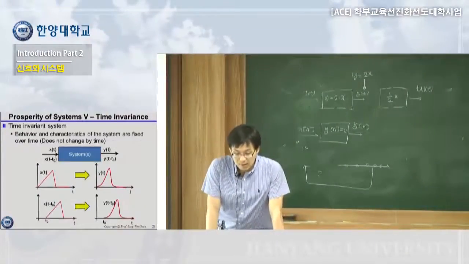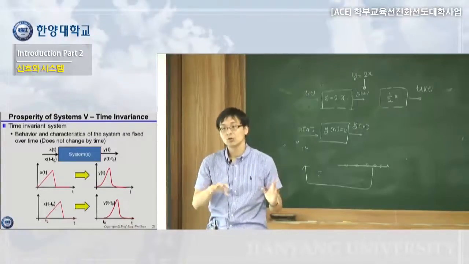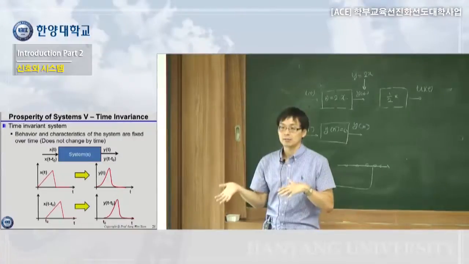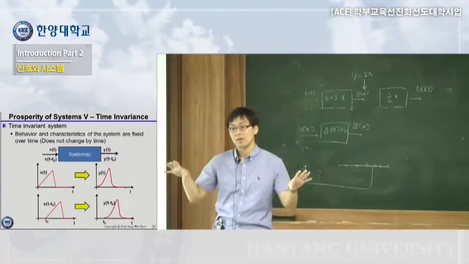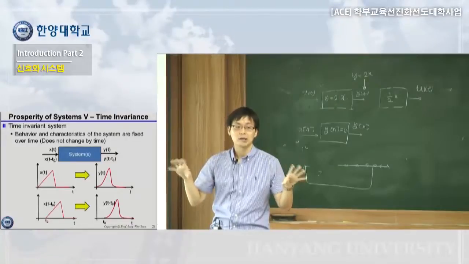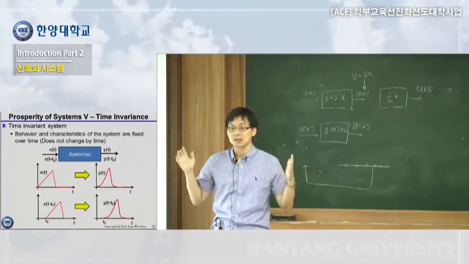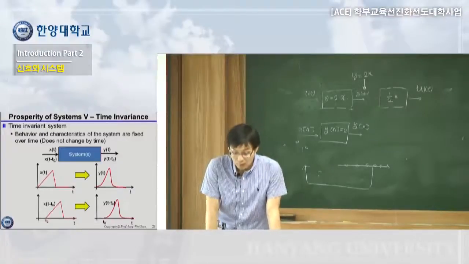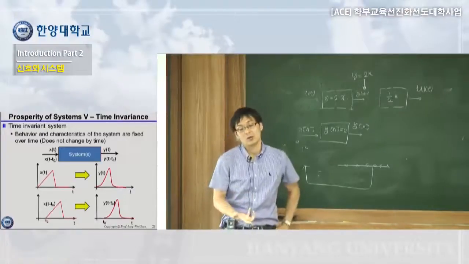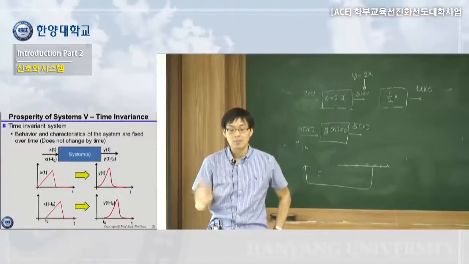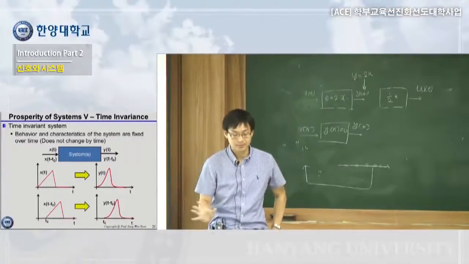Time invariance system. So in chapter 2, we have a linear time invariant system. Linear and time invariant are system properties that define chapter 2 and most of this lecture. Time invariant, as we defined in the first day of lecture, means that the behavior and characteristics of the system are fixed over time, meaning that they do not change by time.